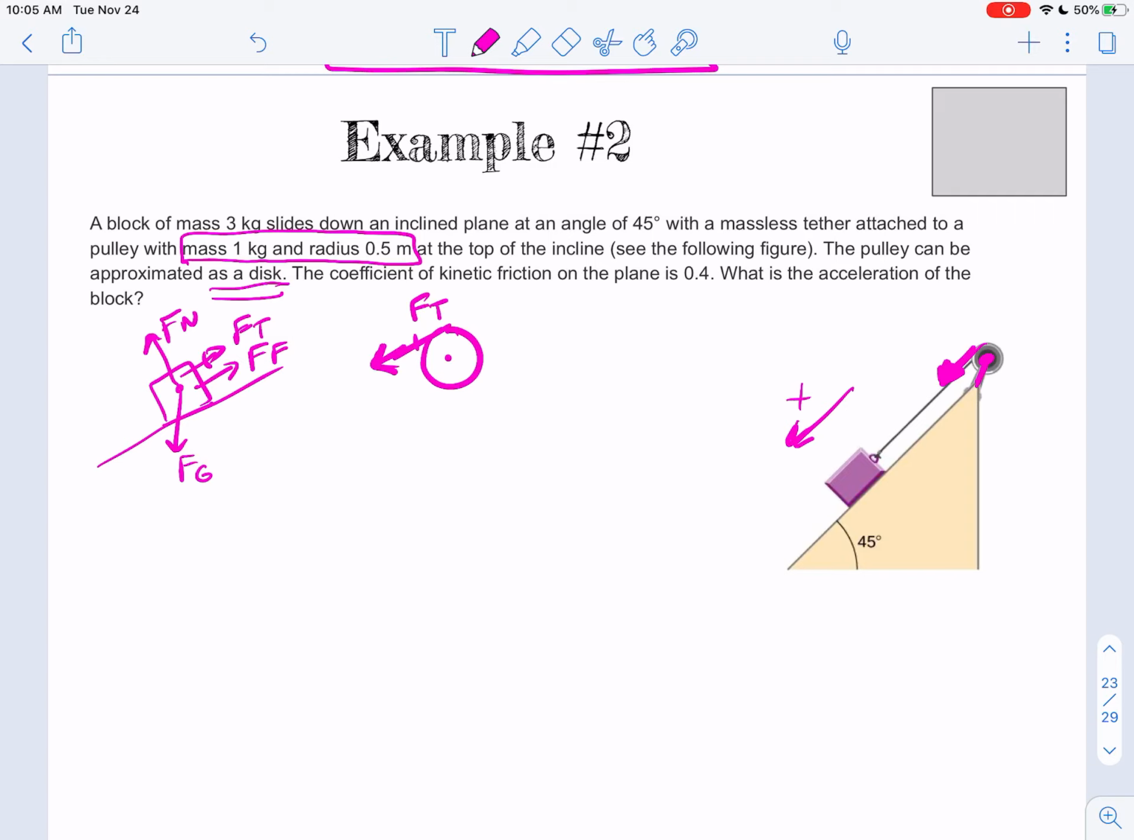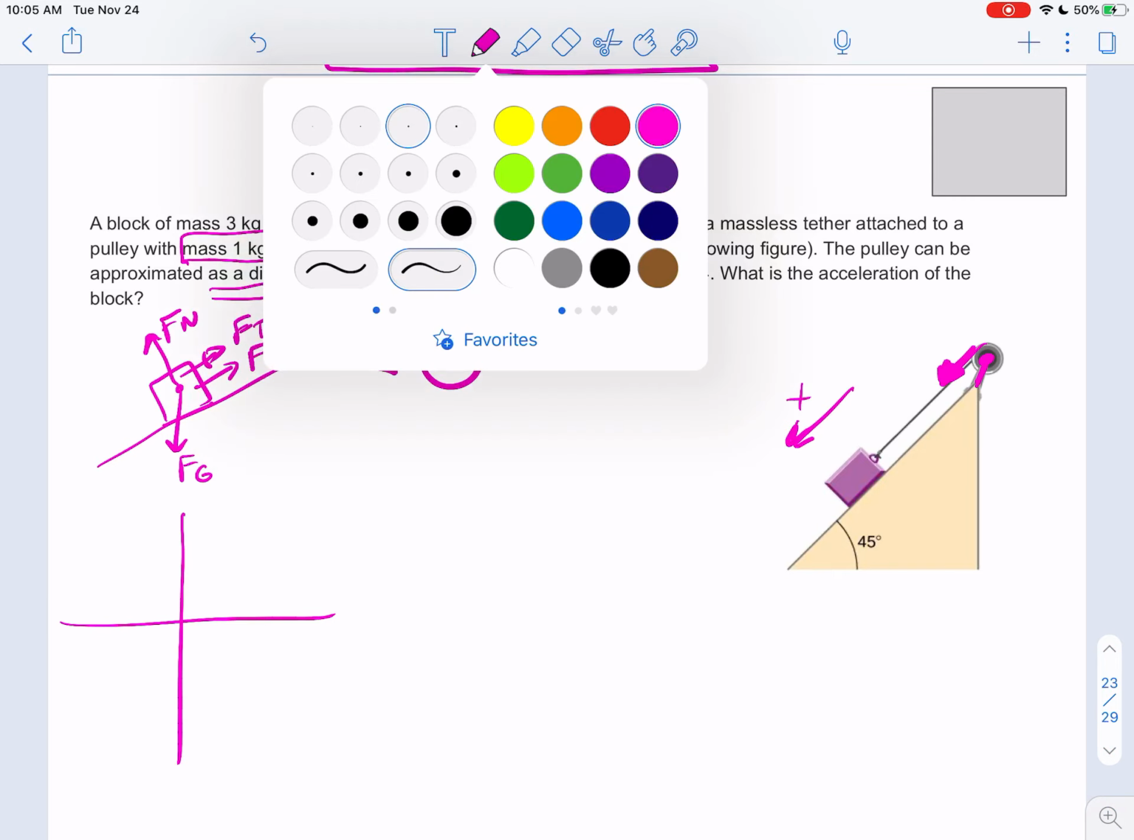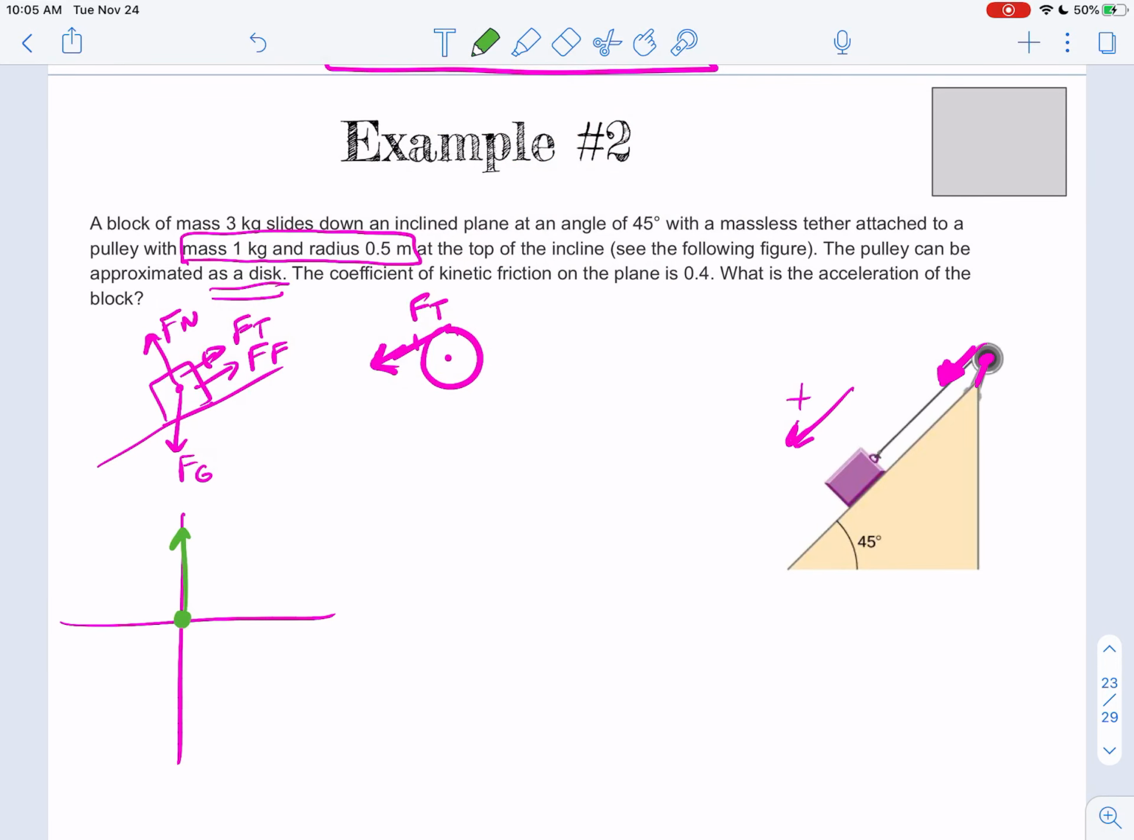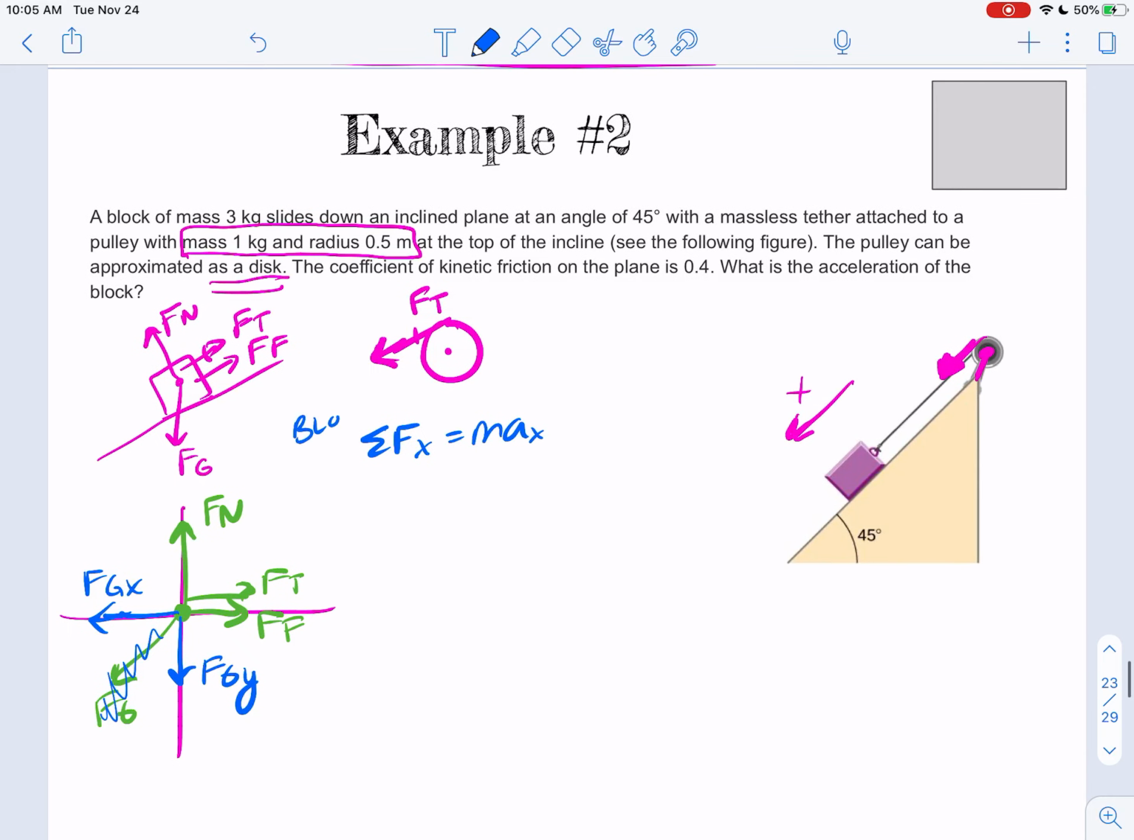All right, so I want to go back to my old skills, and make sure I first put this on the axis. So Fn, Ft, Ff, and then my Fg is kind of on this angle, which means I'm going to have an Fgy this way and an Fgx this way, and that would negate that one. Okay, so I'm going to write the sum of the forces in x equals ma. This is for the block.